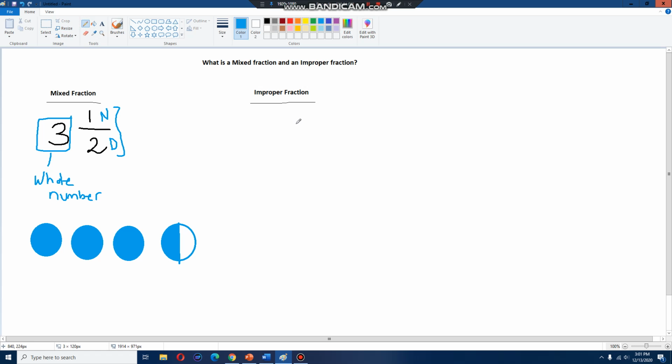Now, improper fraction is a little bit different. An example of an improper fraction is like this, 13/9. Notice the difference between a regular or proper fraction compared to an improper fraction: in an improper fraction, your numerator is the large number, whereas your denominator is your small number. And that's what makes an improper fraction different from a regular proper fraction.